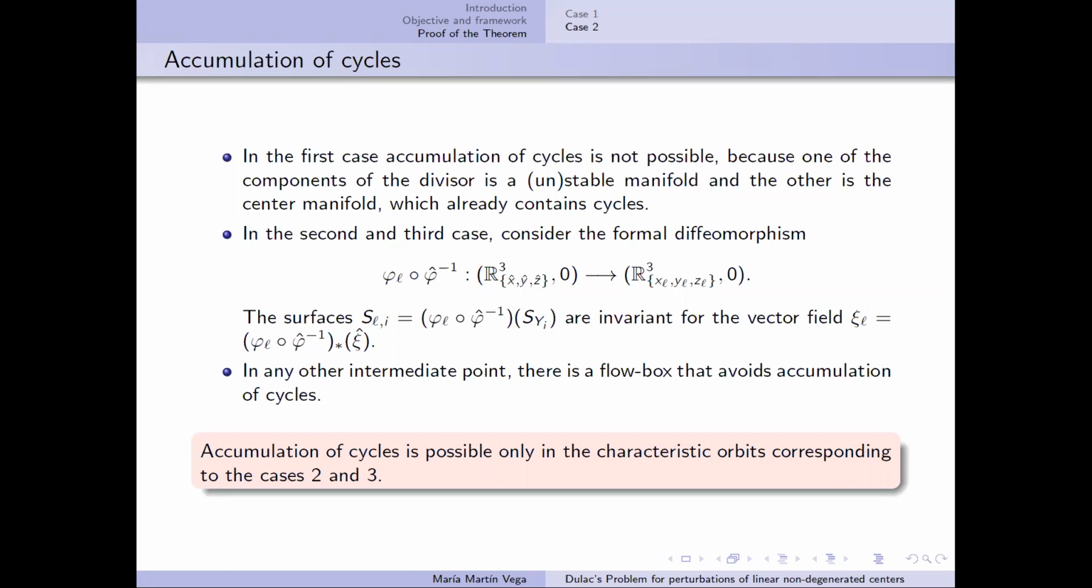In any other point, we cannot find any accumulation of cycles because the flow box argument is applied recursively after any of these blowing ups. So if we find accumulation of cycles in the divisor, it's only possible on the characteristic orbits that correspond to cases 2 and 3.